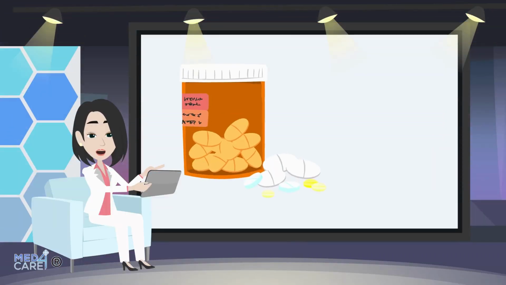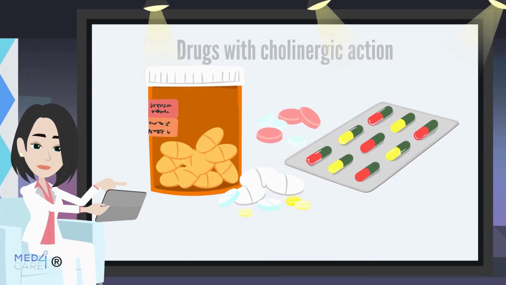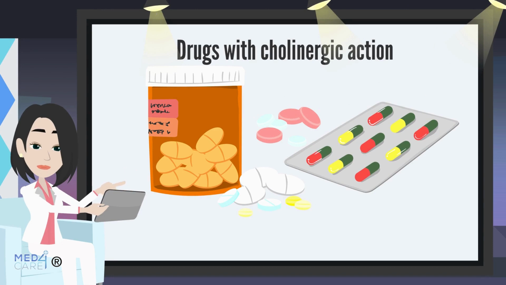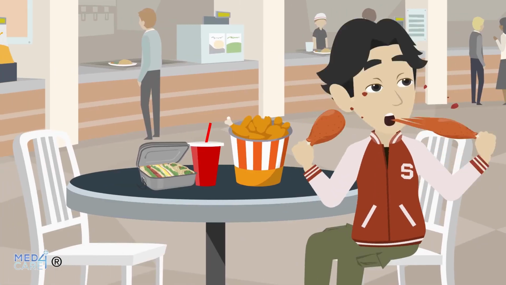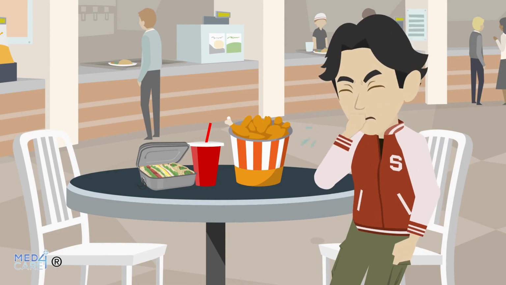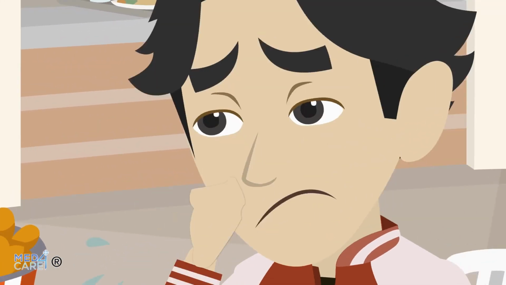Some drugs that enhance the activity of the parasympathetic nervous system, for example drugs with cholinergic action, also elicit the stimulation and production of saliva by the various salivary glands. In this case, excessive salivation results from the inability of the oropharyngeal system to provide optimal swallowing.